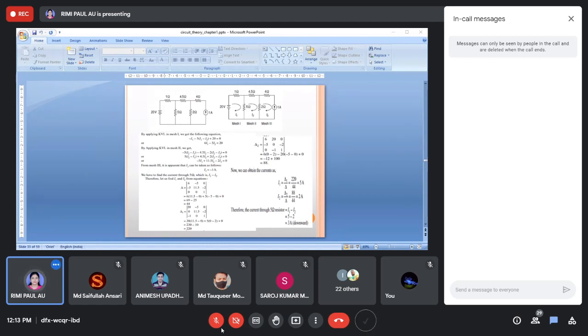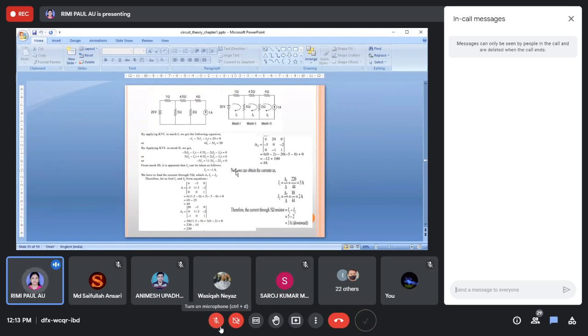Zone 1 means Kolkata, South 24 Parganas, North 24 Parganas, Nadia. Zone 1, you can see this is the voltage source, this is the current source, and there are two loop currents. So just tell me the equation of I1.